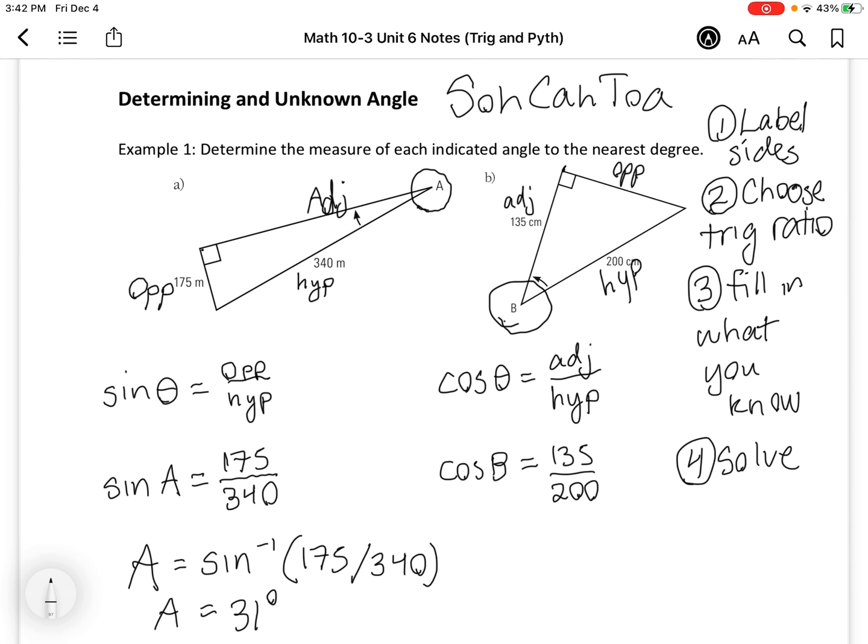Now what I'm looking for is the angle, and I know the ratio. To access an angle, I need to use the inverse function. And this time I'm going to use cos inverse. So B equals cos inverse of 135 divided by 200.